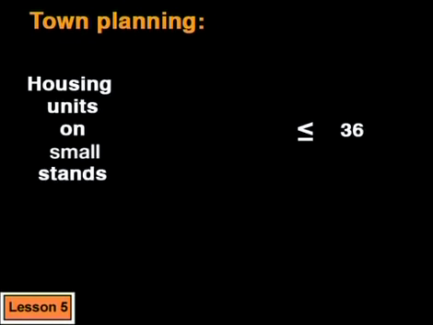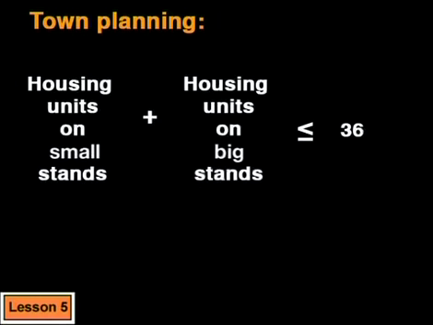There can't be more than 36 housing units on the whole stand, so we can write down less than or equal to 36. This total is made up of the housing units on 1,000 square meter stands and the housing units on 2,000 square meter stands.